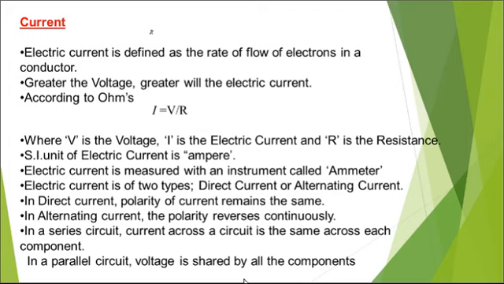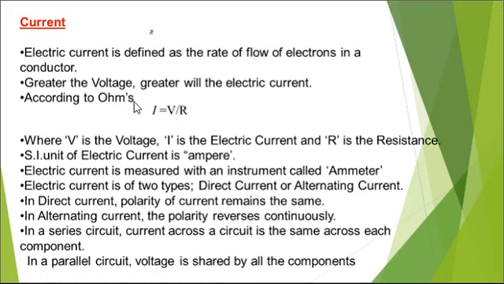Next one, electric current. Electric current is defined as the rate of flow of electrons in a conductor. So I is equal to Q by T. And we know that according to Ohm's law, V is equal to IR, which means I is equal to V by R.